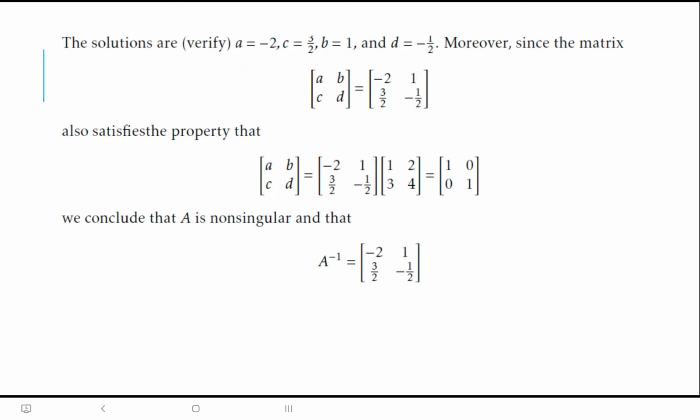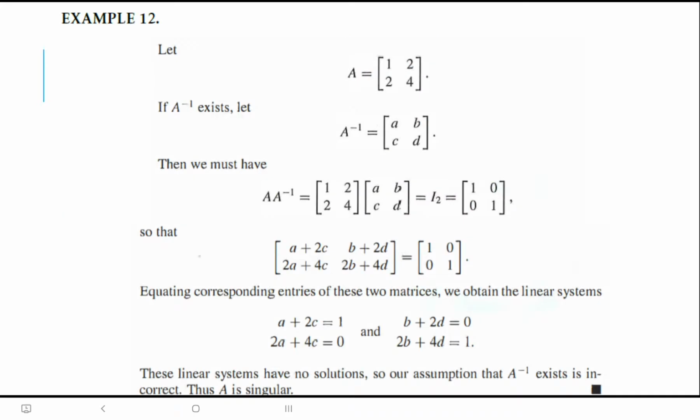Pwede natin siyang verify or baliktarin natin siya. Okay, baliktarin natin siya. Gawin naman natin A inverse times A. Again, equal pa rin siya sa 2 by 2 identity matrix natin. Therefore, since nakahanap tayo ng inverse ni A, non-singular siya.